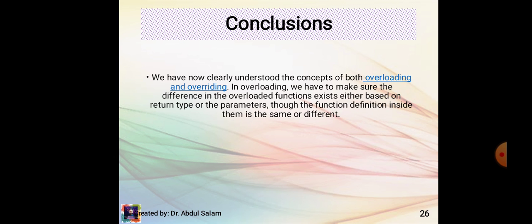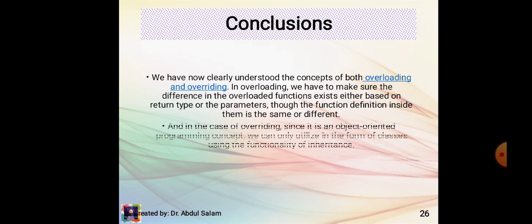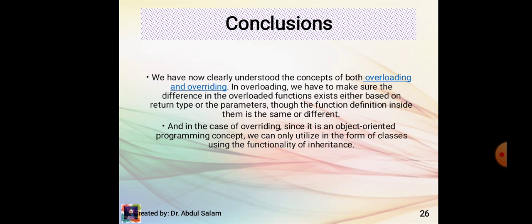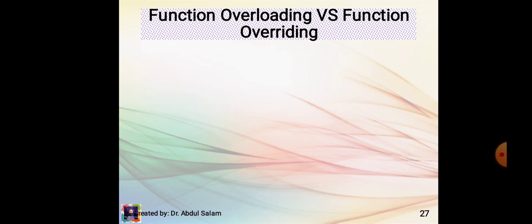We have now clearly understood the concept of both overloading and overriding. In overloading, we have to make sure the overloaded functions differ either based on return type or the parameters, though the function definition inside them is the same or different. And in the case of overriding, since it is an object oriented programming concept, we can only utilize it in the form of classes using the functionality of inheritance.